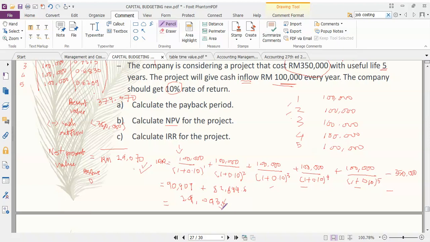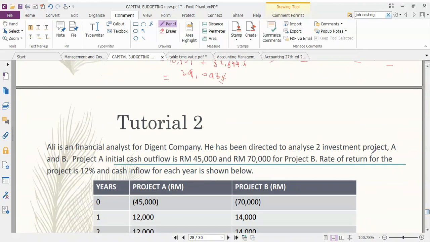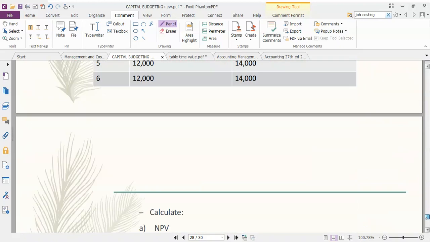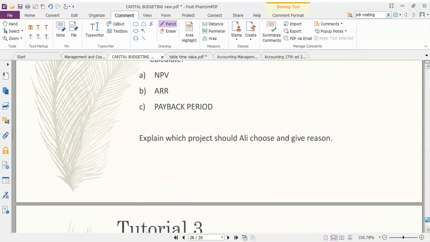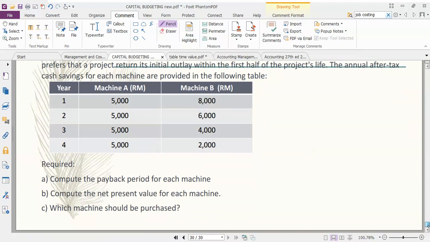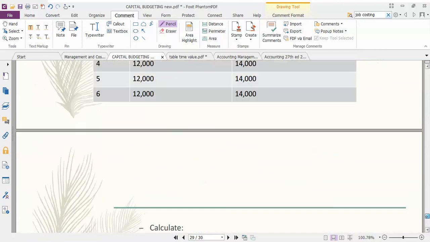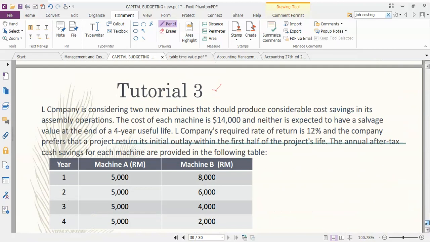Alright. So that settles tutorial 1. There is another tutorial here, tutorial number 2 and also tutorial number 3. Please do it by yourself first. Tutorial number 2 and tutorial number 3, and then tomorrow we will discuss the questions and the answers. I hope that you will calculate first, and then we will discuss.